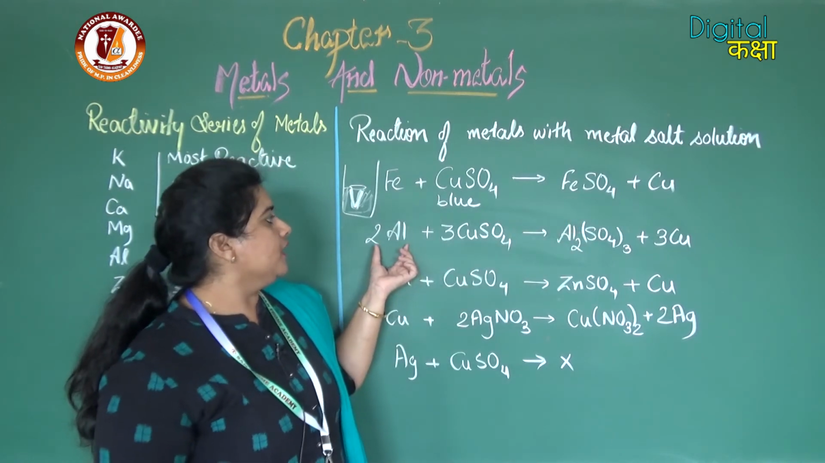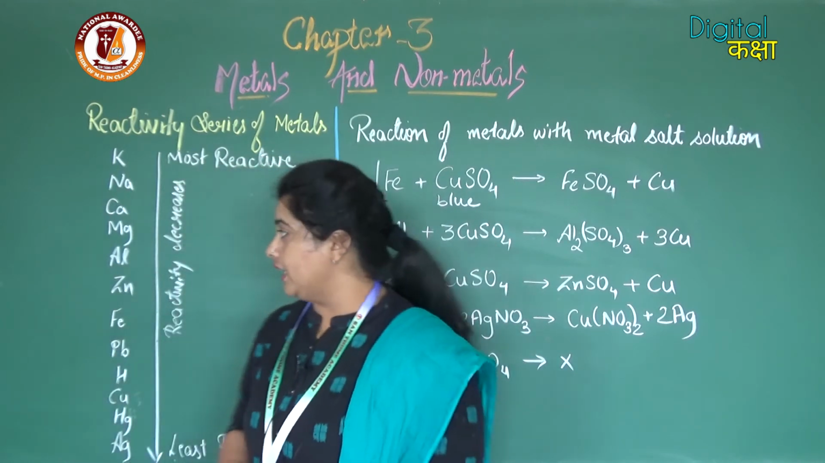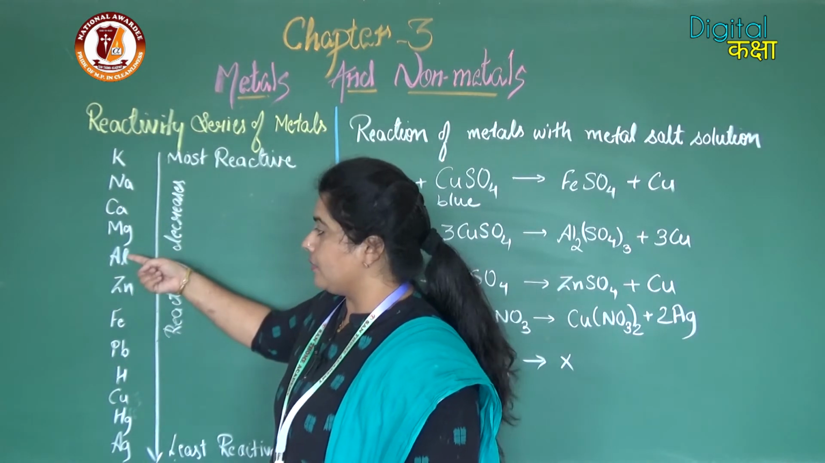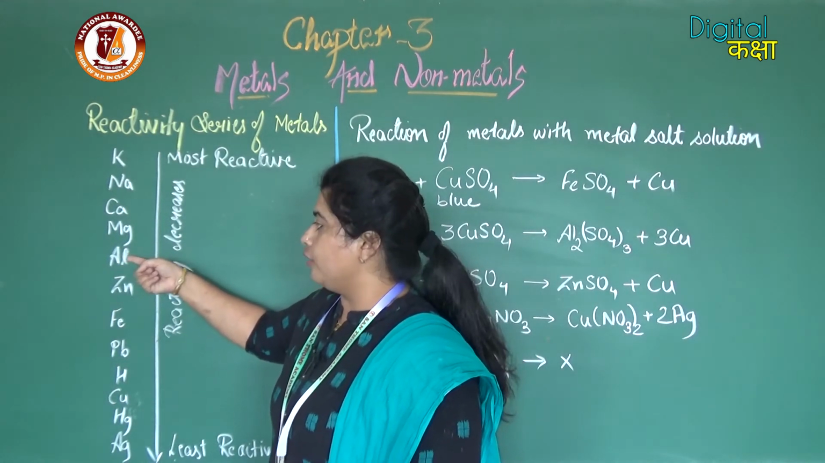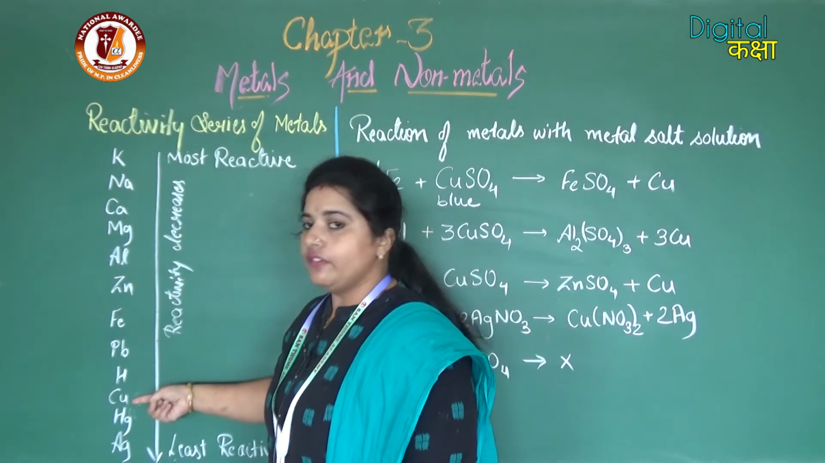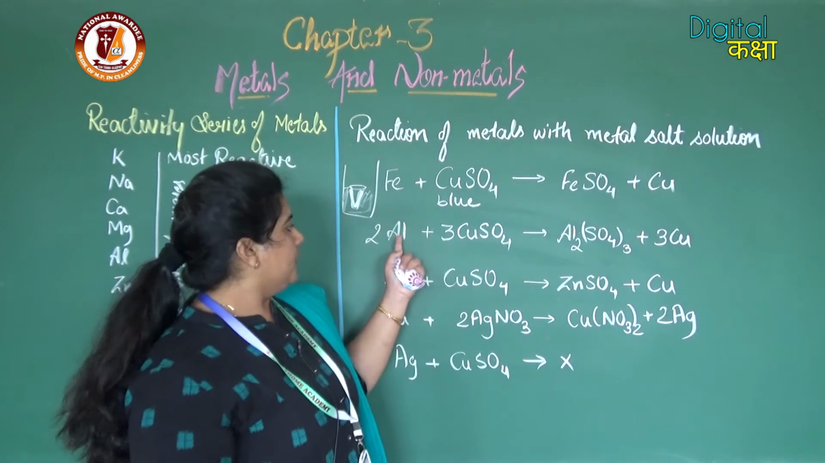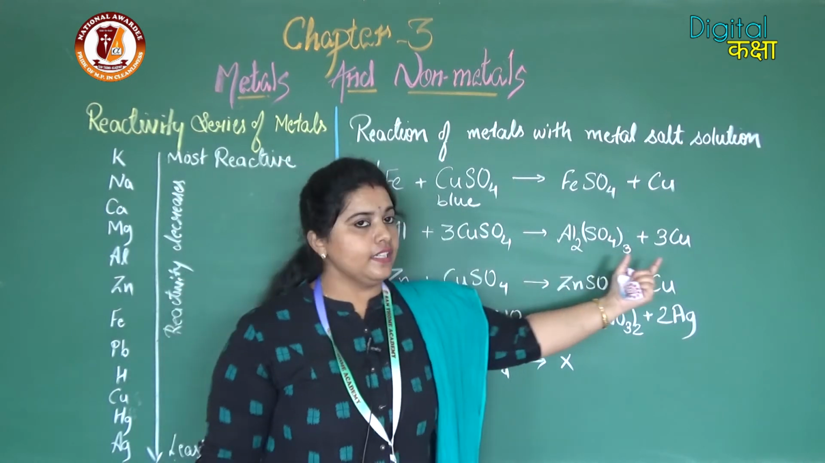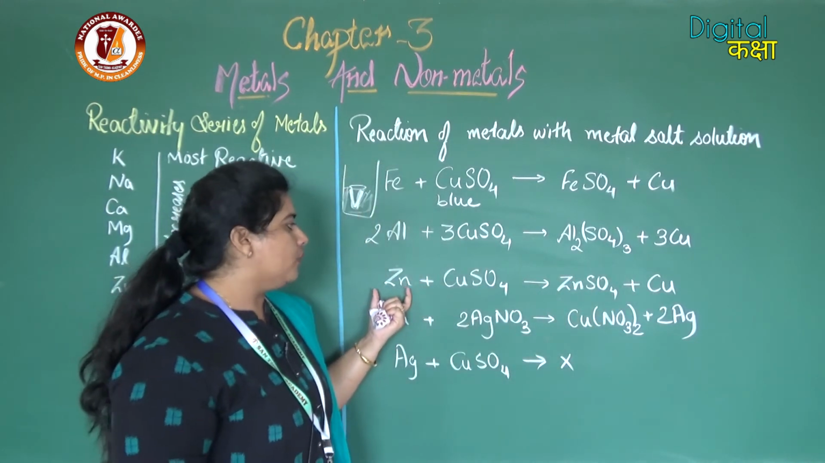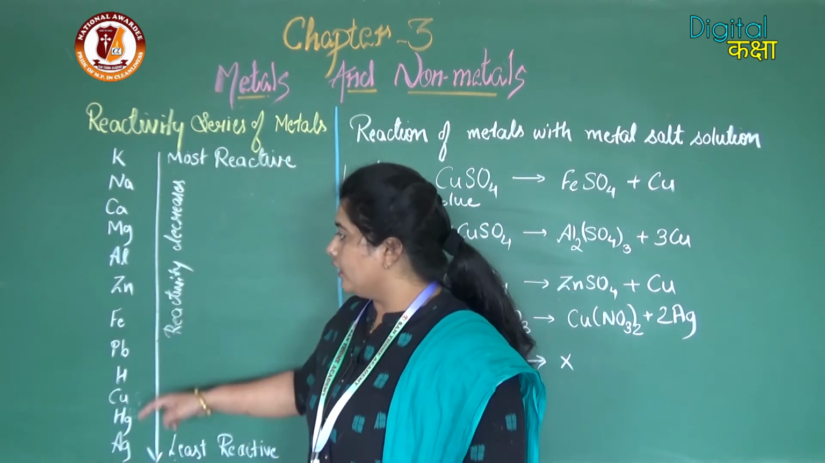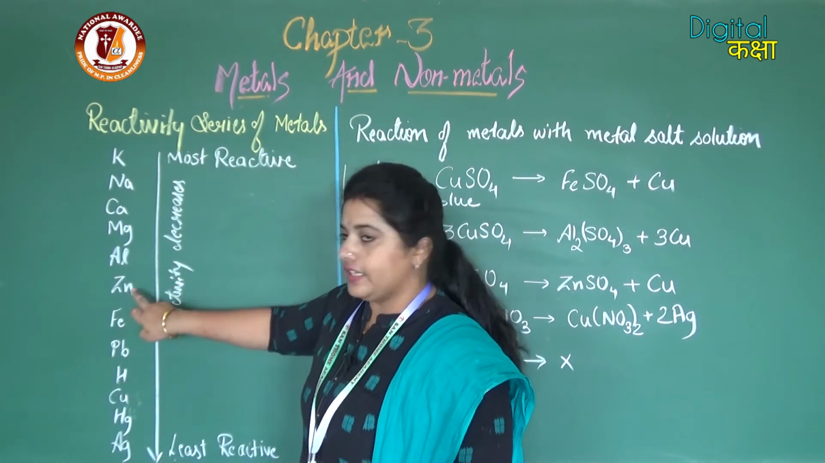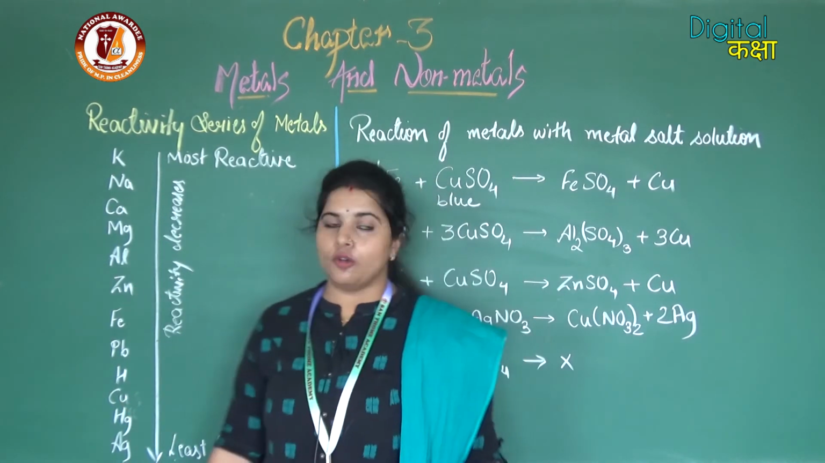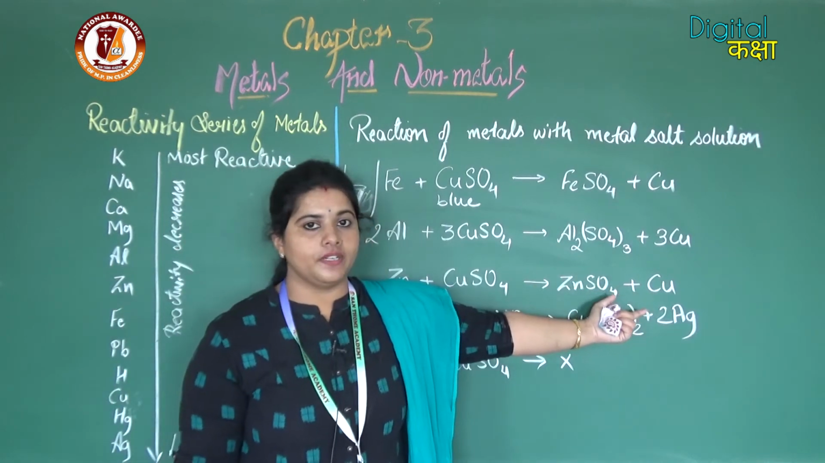Similarly, aluminium reacts with copper sulfate. Again, when we see the reactivity series, aluminium is here, copper is here. Since aluminium is at the top, we can say that aluminium can displace copper from its solution. So aluminium will displace copper, aluminium sulfate will get formed and copper will get free. Similarly, when zinc reacts with copper sulfate, zinc is above copper in the reactivity series, zinc can displace copper and it forms zinc sulfate and copper is moved out.